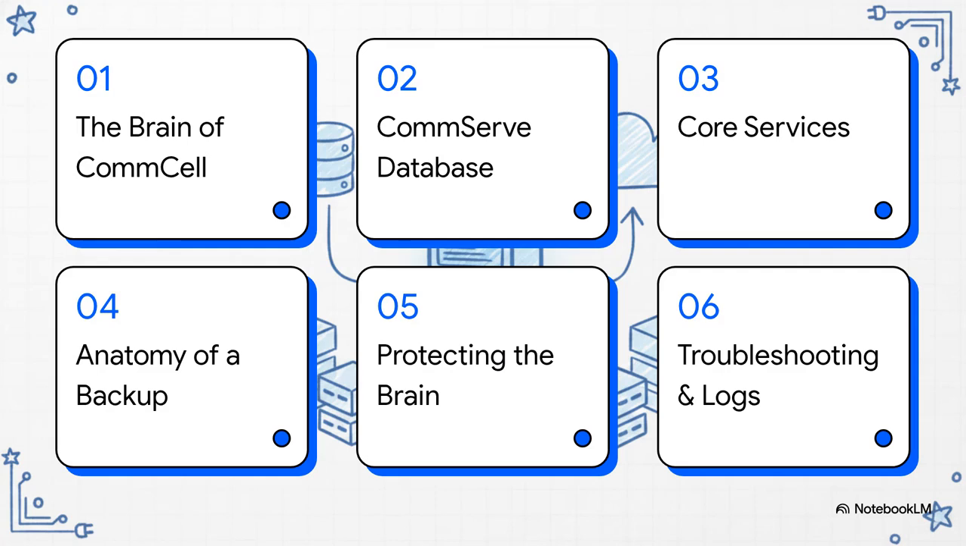So here's our quick roadmap for today's explainer. First, we'll cover the brain of the CommCell, followed by the CommServe database. Then we'll look at the core services under the hood, break down the anatomy of a backup job, talk about protecting the brain, and finally wrap up with troubleshooting and logs.